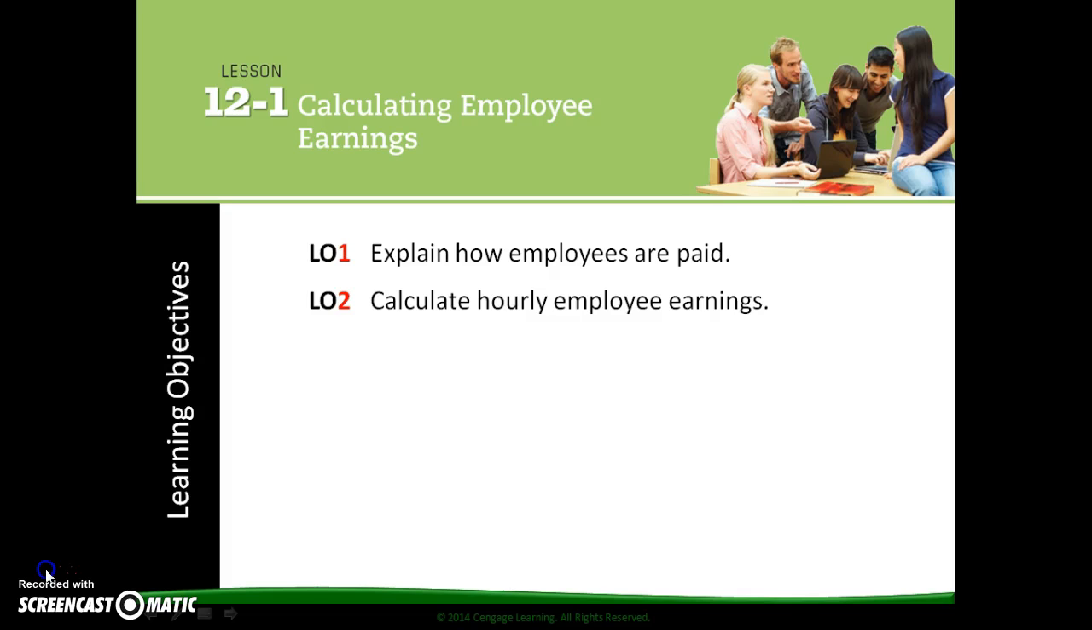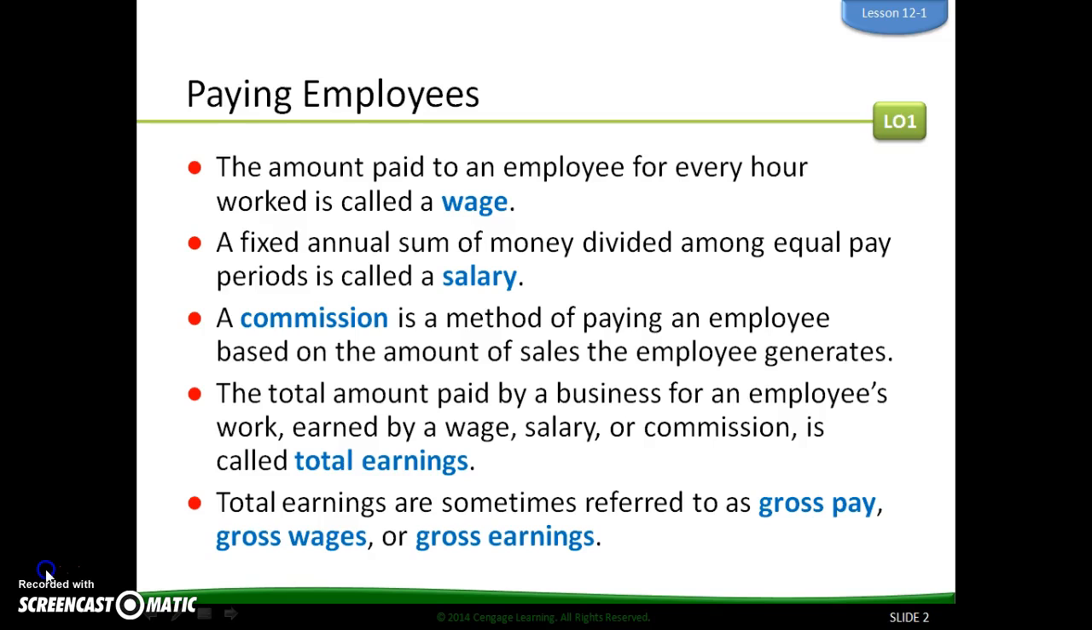bit about the vocabulary. But one thing we want to keep in mind as we start to think about employee earnings is how much money a business spends on employee earnings. Okay, so again, a bunch of vocabulary. The amount of money that an employee is paid for every hour worked is called their wage. If you receive a fixed amount of money on an annual basis, that's salary. And so oftentimes when you get paid on a salary, your set amount of wage is divided by 26 if you're paid every 2 weeks, by 24 if you're paid bi-monthly, or by 12 if you're paid monthly.